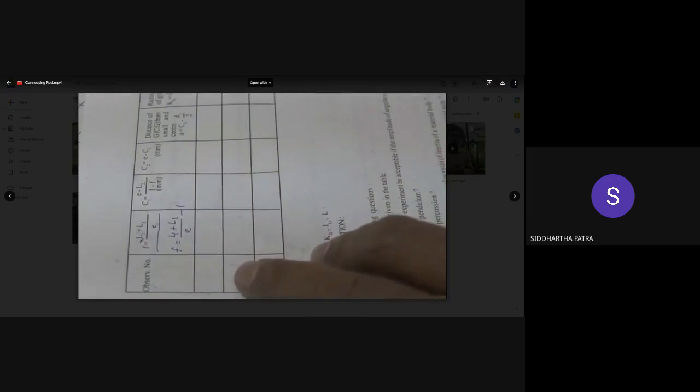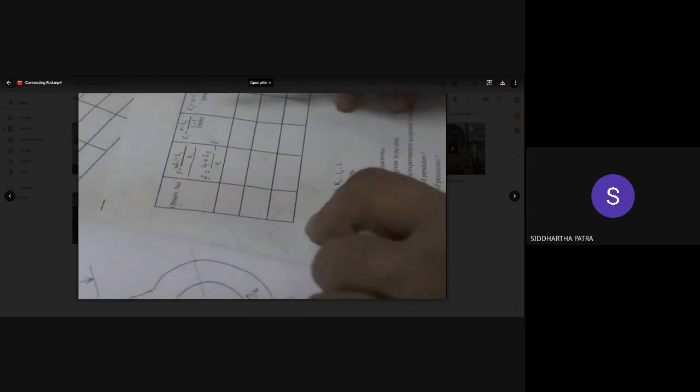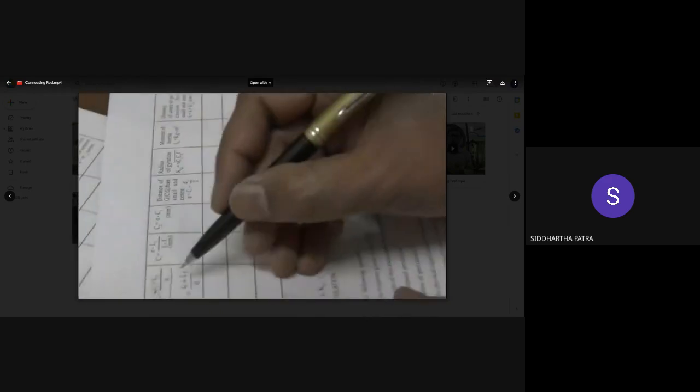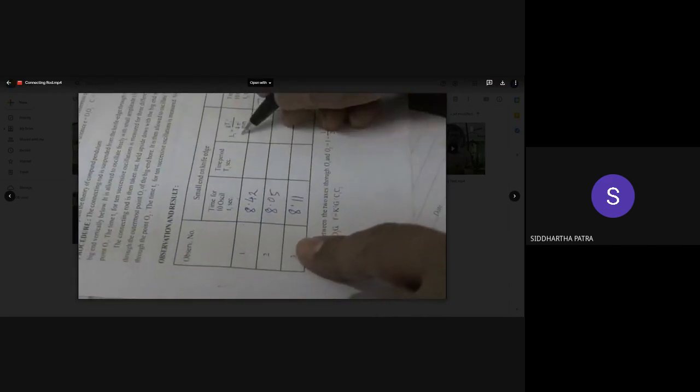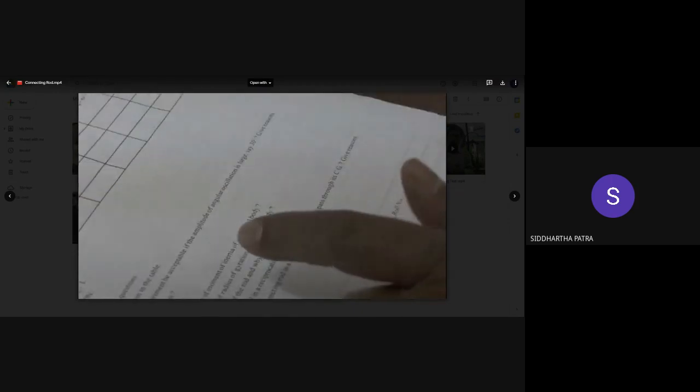And other things are okay. So now what are these? C1, C2, A, KG, IG. So L1 and L2 are the values we are getting from here, L1 and L2, what we will get from calculations.